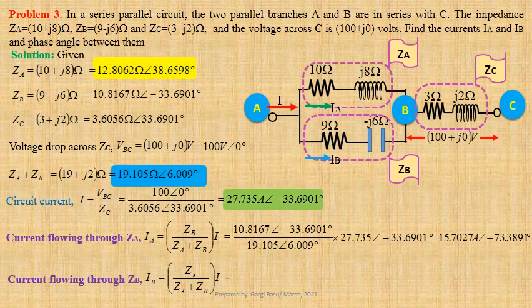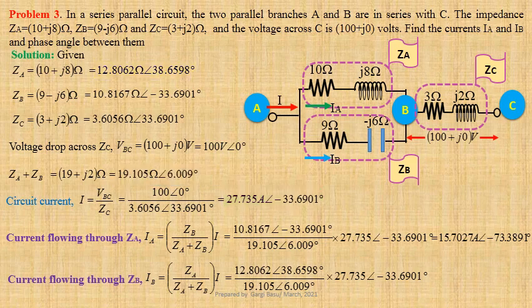Expression for current flowing through ZB: IB equals ZA divided by ZA plus ZB into I. Using values we get 12.8062 at an angle 38.6598 degree divided by 19.105 at an angle 6.009 degree into 27.735 at an angle minus 33.6901 degree. That gives us 18.591 ampere at an angle minus 1.0393 degree.